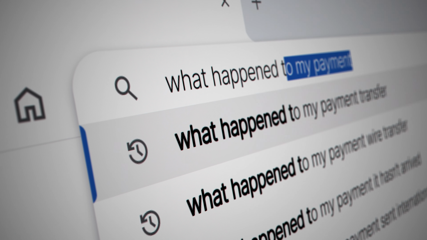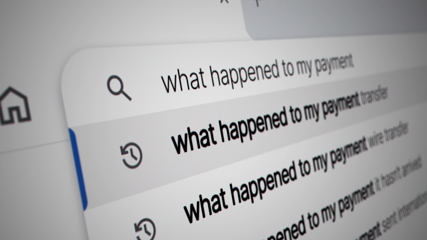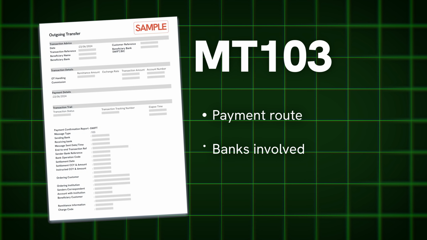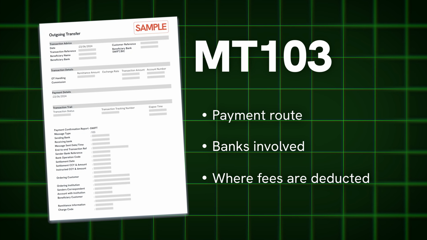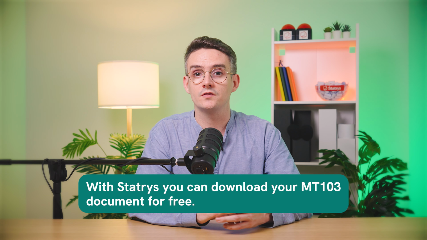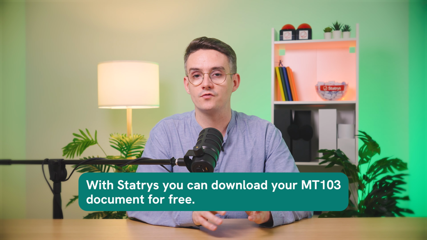Here's a useful tip. If you're sending money through the SWIFT network and want to see what happened to your payments along the way, you can ask your bank for an MT103 document. The MT103 document shows the payment route, the banks involved, and where fees may have been deducted. Just keep in mind that some banks charge an additional fee to provide this document.